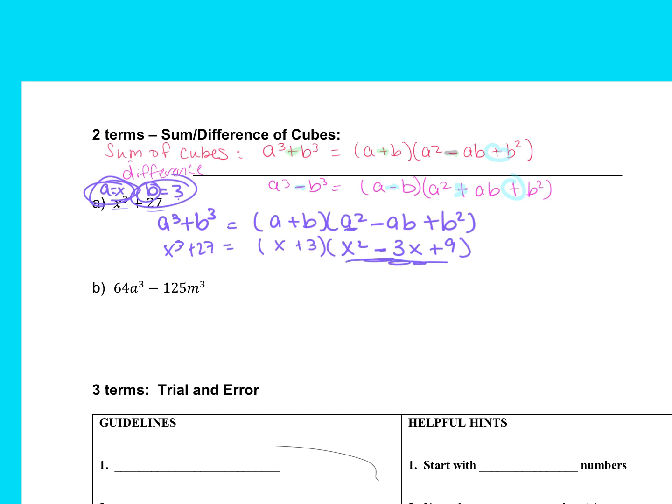Okay. This part right here is not factorable. When you do the difference of cubes and you get down to that very bottom part, pretty basic, then that is not factorable. Okay. So that's our solution.